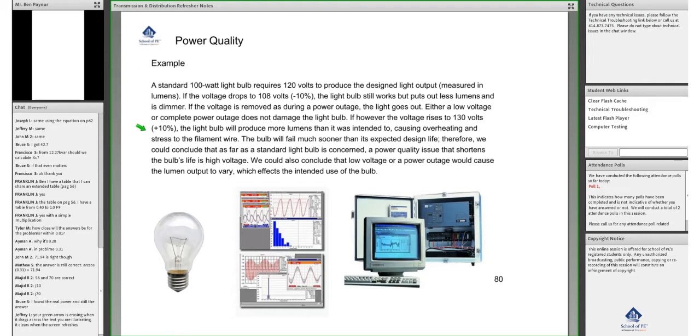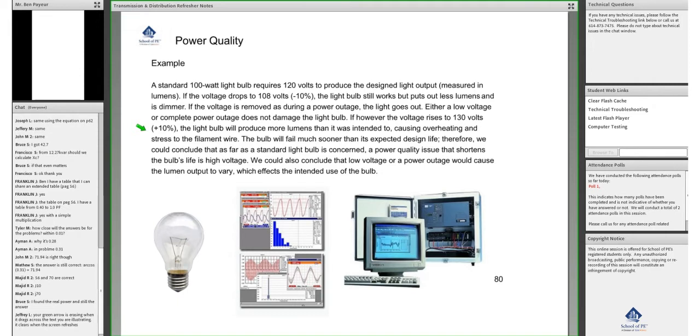If, however, the voltage rises to 130 volts, plus 10%, the light bulb will produce more lumens than it was intended to, causing overheating and stress to the filament wire. The bulb will fail much sooner than its expected design life. Therefore, we could conclude that as far as a standard light bulb is concerned, a power quality issue that shortens the bulb's life is high voltage.